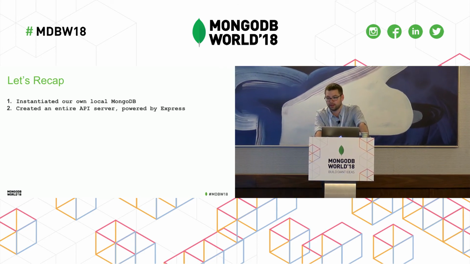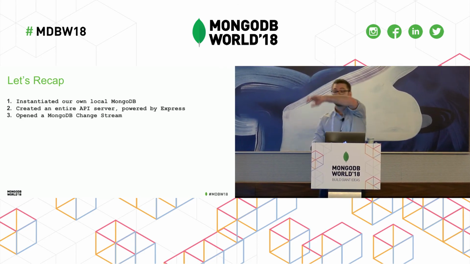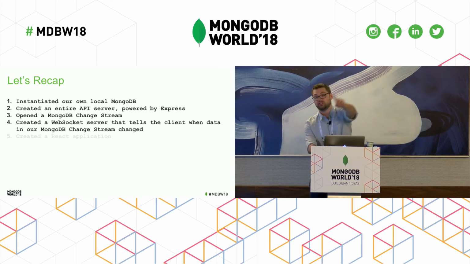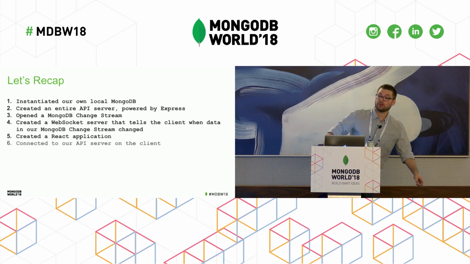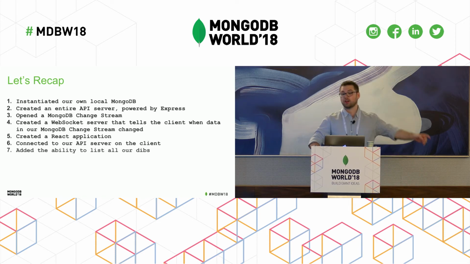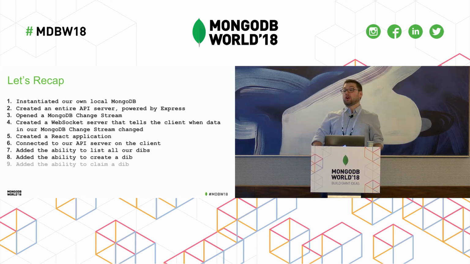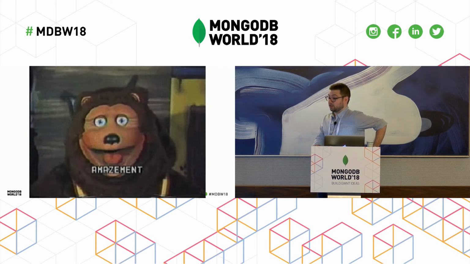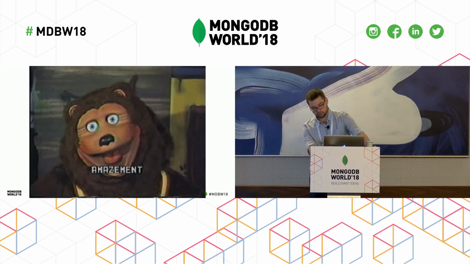So let's recap. This is what we did today. We instantiated our own local MongoDB. We created an API server powered by Express. We opened a MongoDB change stream. We created a WebSocket server that tells the client when data in our MongoDB change stream changed. We created a React application. We created an API server on the client. We had the ability to list all our dibs, to create a dib, and to clear a dib. And we made it all work in real time.